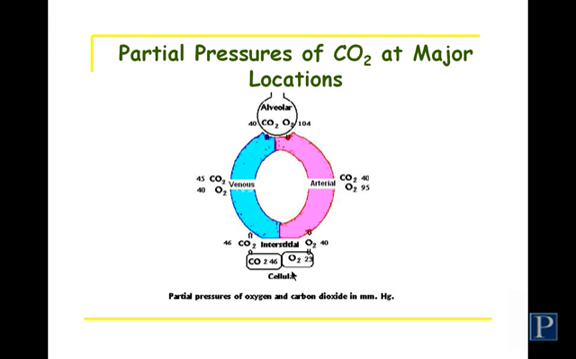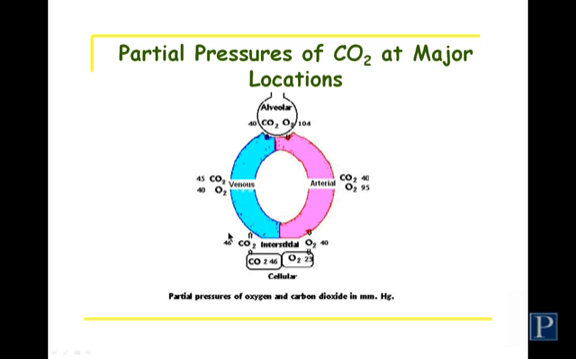So let's go over the partial pressures of CO2. At the level of the cell, it's going to be the highest because that's where you're producing it. It ranges anywhere from 46 to 50 millimeters of mercury. In order for CO2 to diffuse into the interstitium, the partial pressure of CO2 in the interstitium has to be less, and it ranges anywhere from 45 to 46 millimeters of mercury.